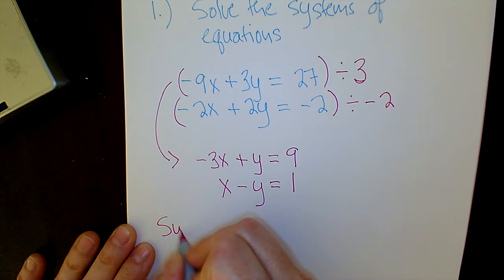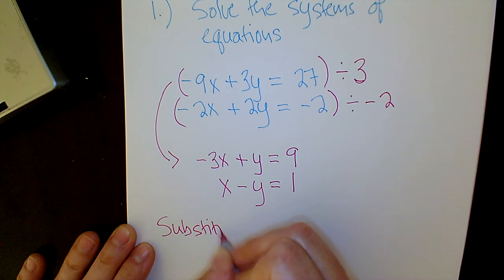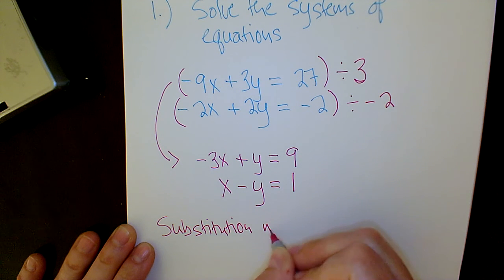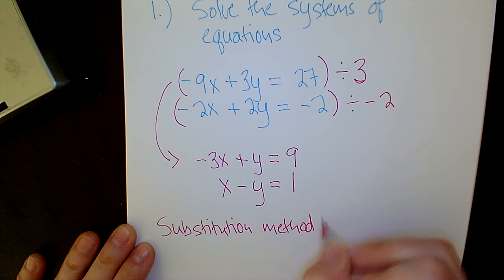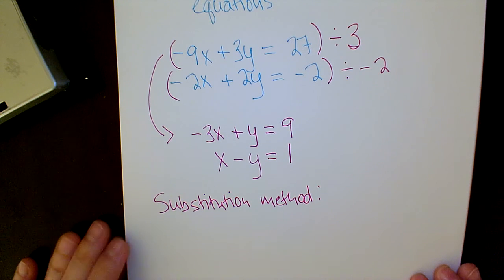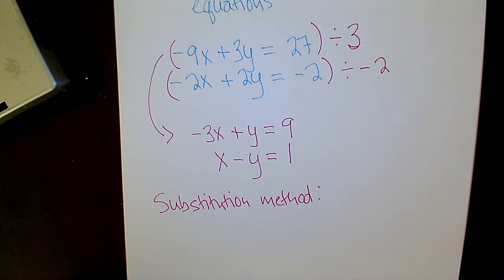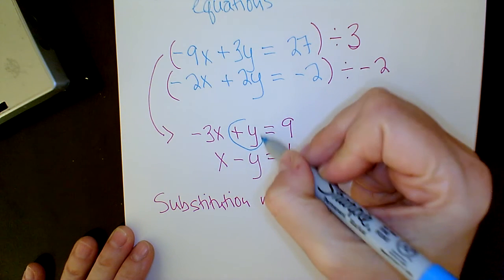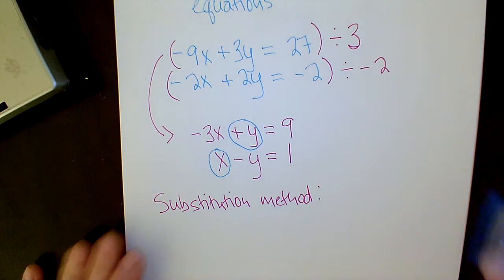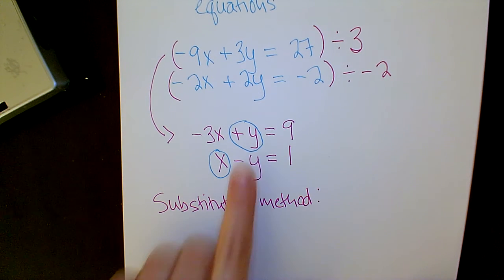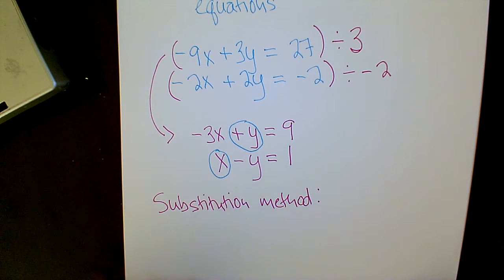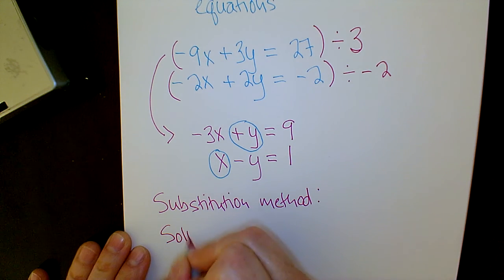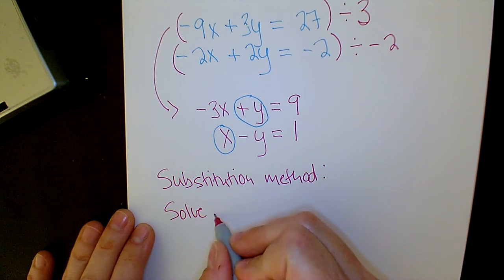Now here's where substitution comes in. I want to look for one variable that's sitting alone and preferably doesn't have a negative in front of it. That makes it a little bit harder. So I see here that I've got a y sitting alone and I've got an x sitting alone. So you pick either one, it doesn't matter.